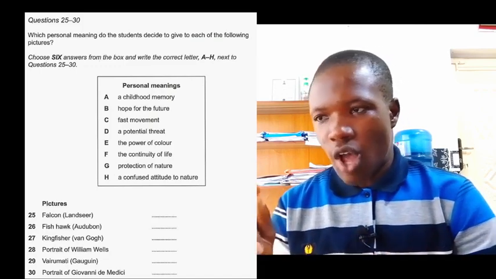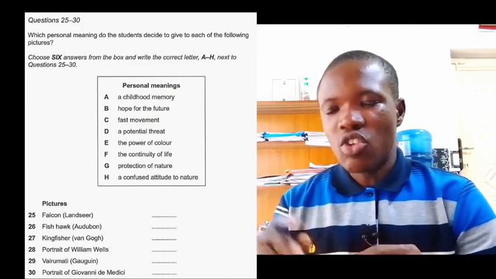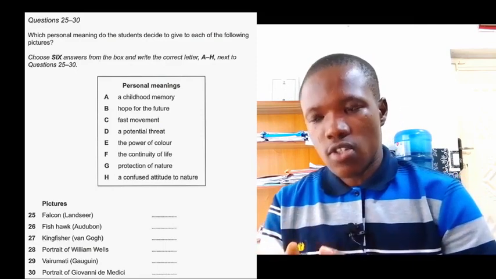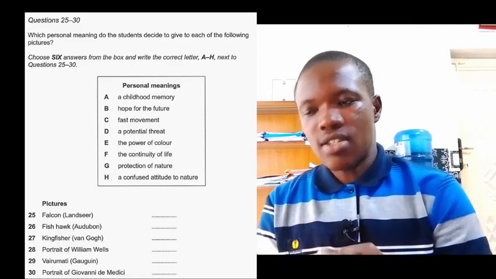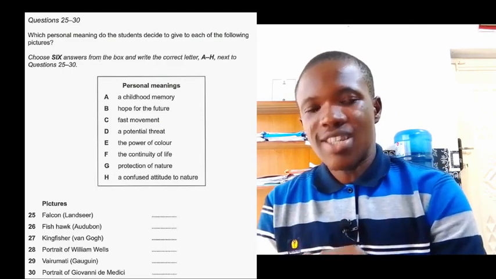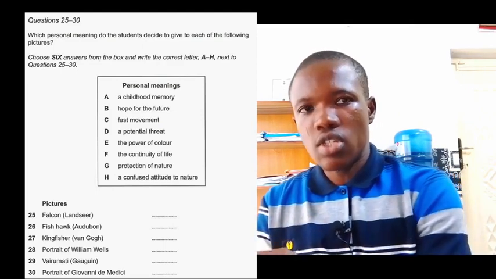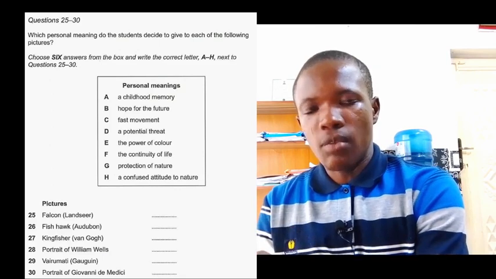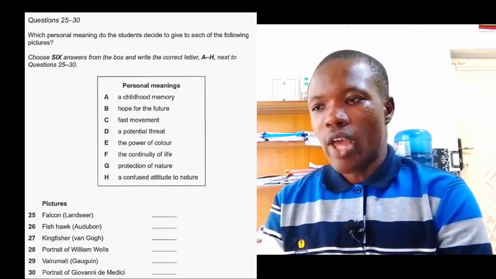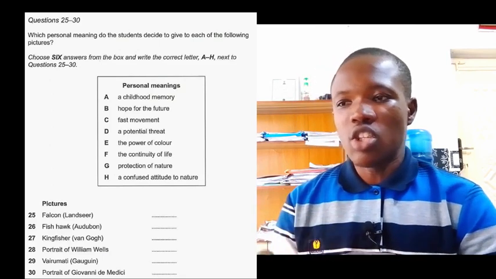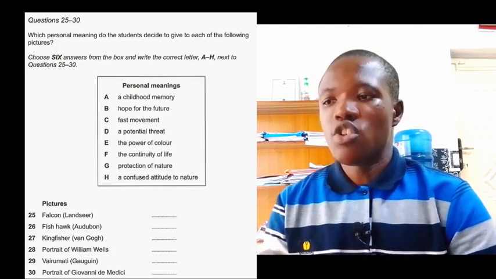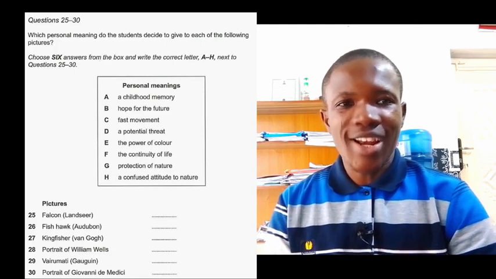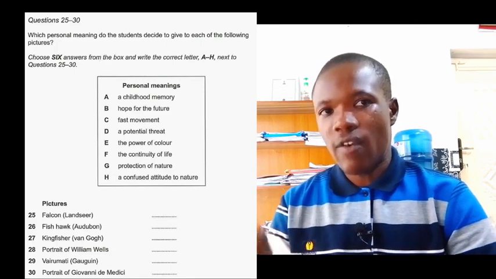Now, you're going to have one question, and then you're going to have a list of options, which will be in a box basically, from which you have to select individual options that will fit into the categories that are listed down below. So you see here, we have a question that says, which personal meaning do the students decide to give to each of the following pictures? Choose 6 answers from the box and write the correct letter A to H next to questions 25 to 30.